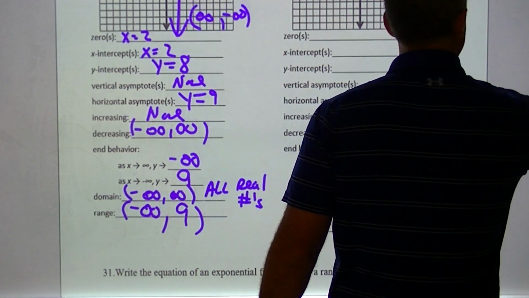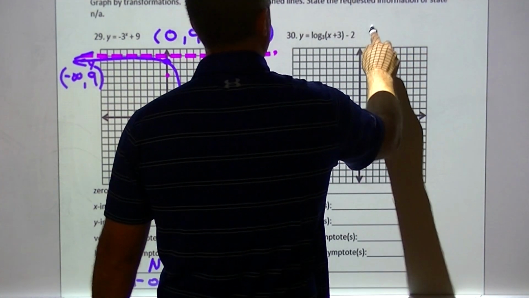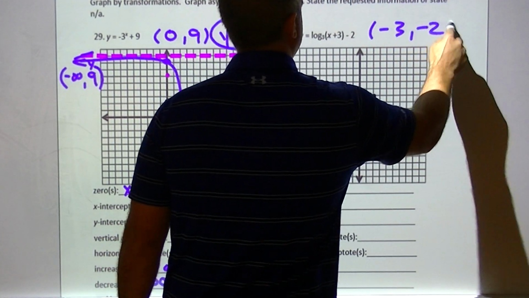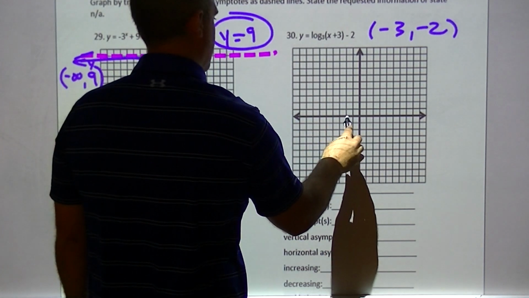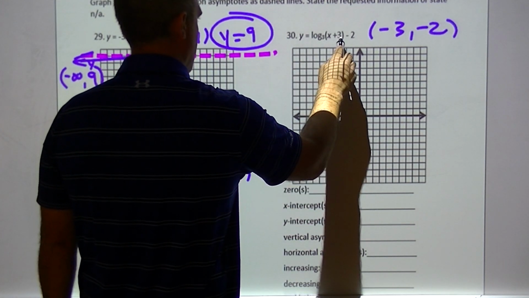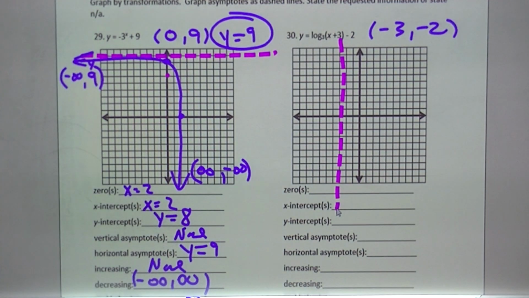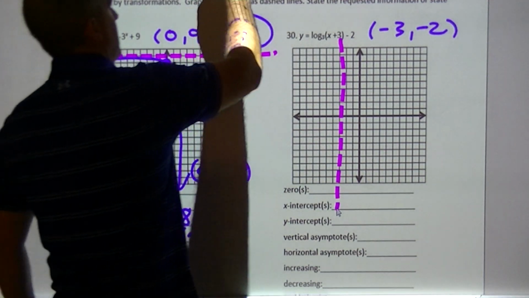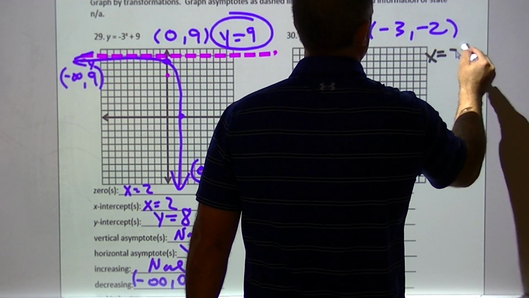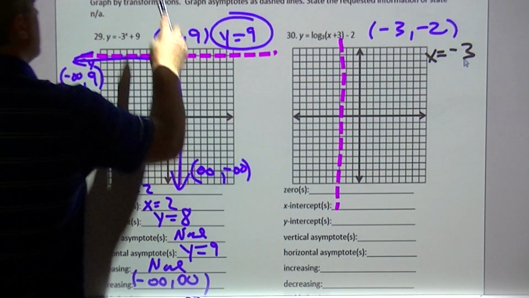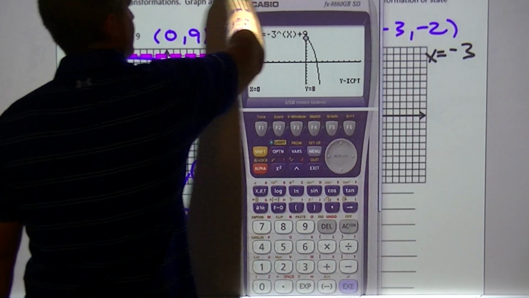All right, let's go to this one. This anchor point will be negative 3, negative 2. 1, 2, 3. We'll go right through there because we're going through x equals negative 3. Now let's go ahead and graph that.